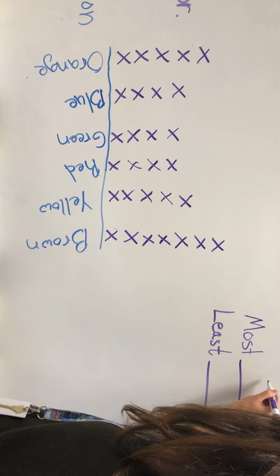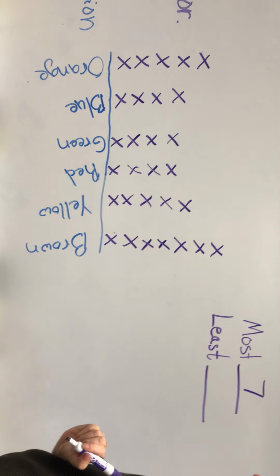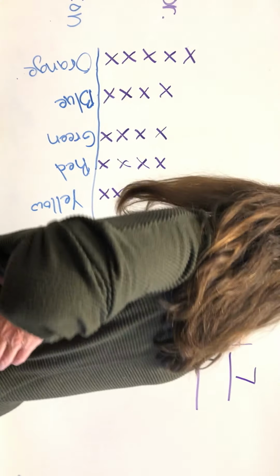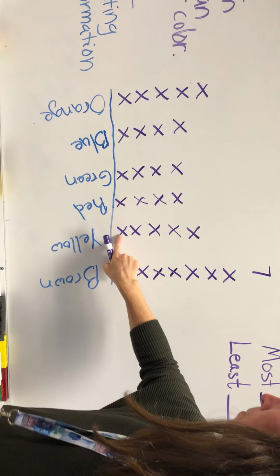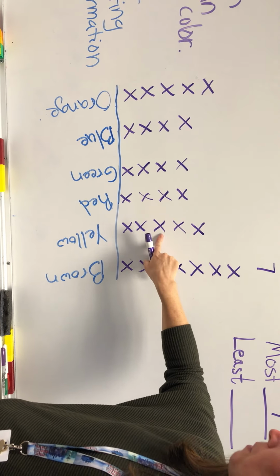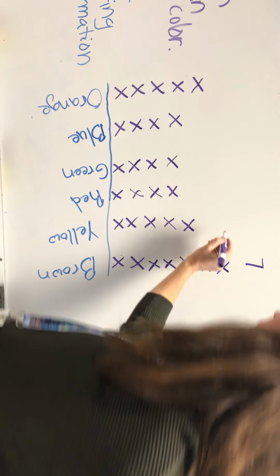So how many brown ones are there? Do you want to write it right up above the brown? Yeah. So 7. All right, guys, count with her. How many yellows? 1, 2, 3, 4, 5.